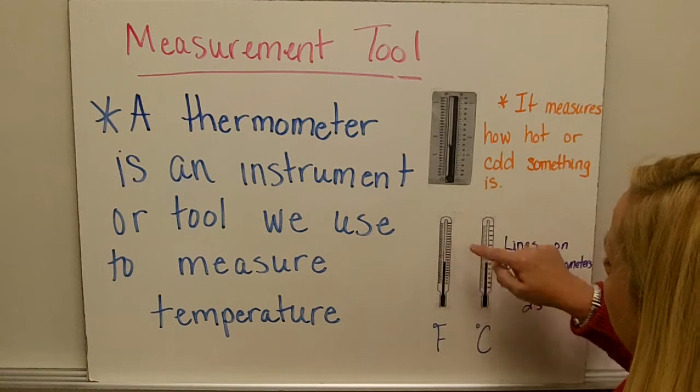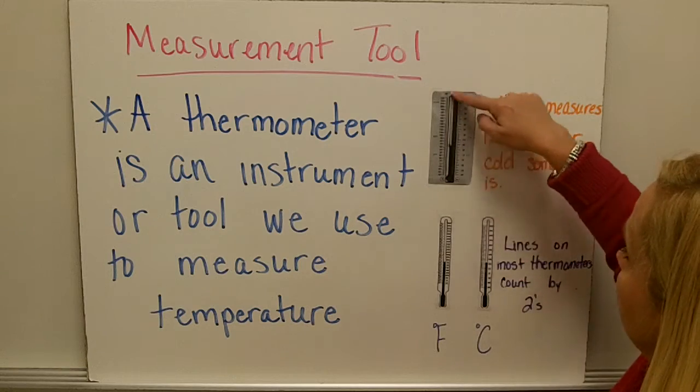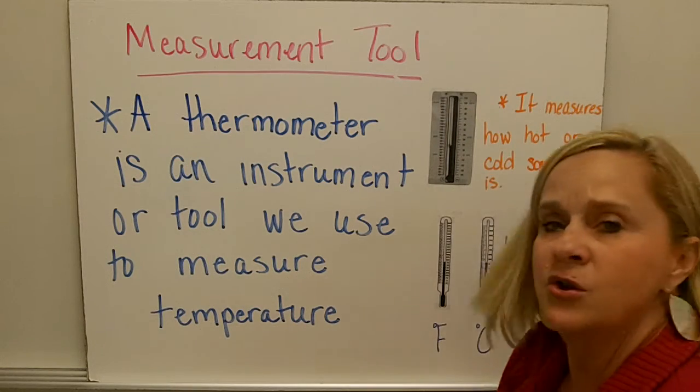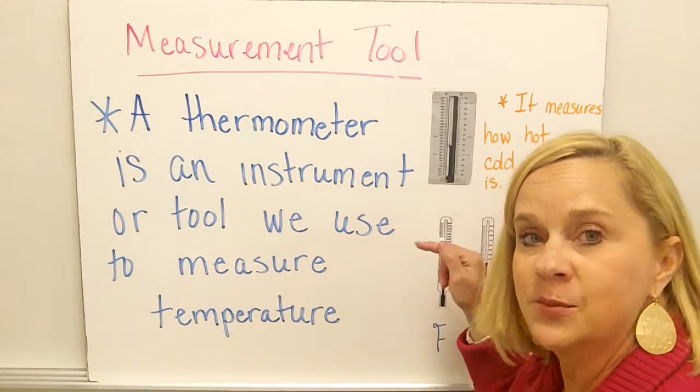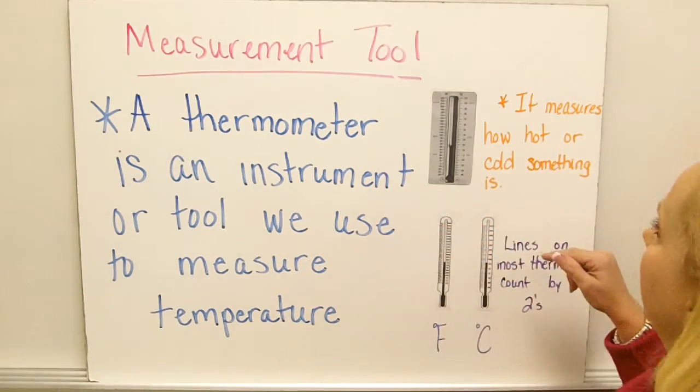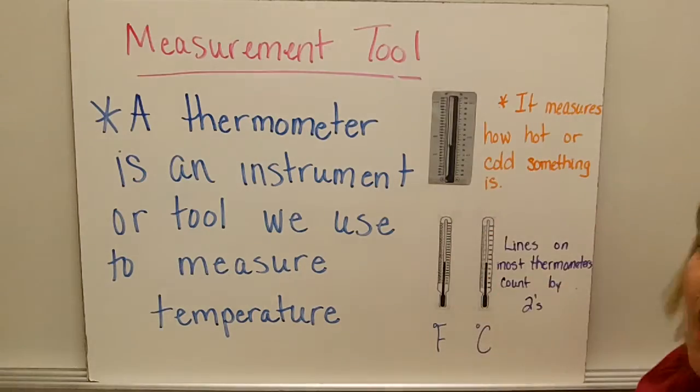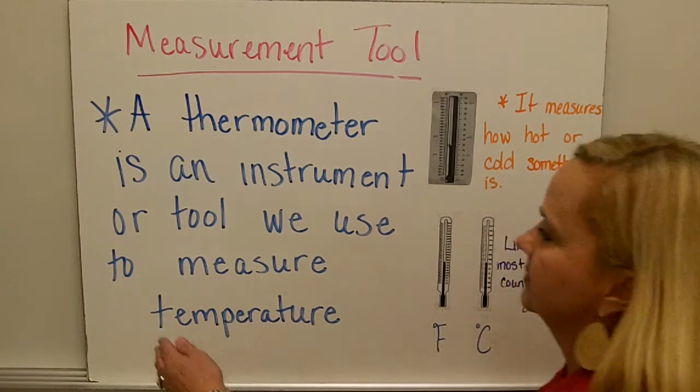Now if you notice all the little lines on each one of these thermometers, most of the lines on thermometers are increased by 2 degrees. Okay? It measures how hot or cold something is.